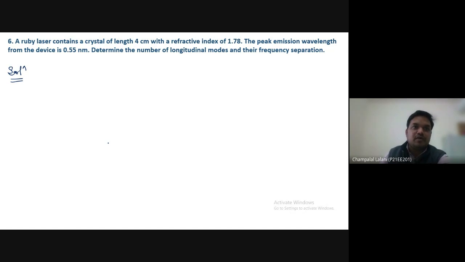If any one of you has got the answer, you can write in the message box. Do any of you know what the longitudinal modes in a laser are? What do you mean by modes in a laser?